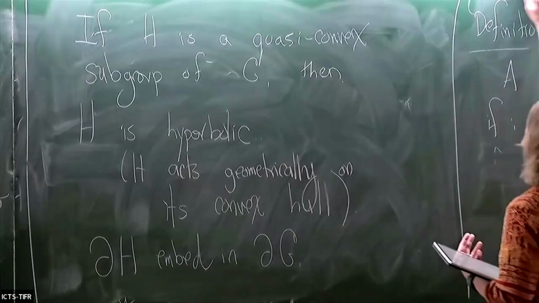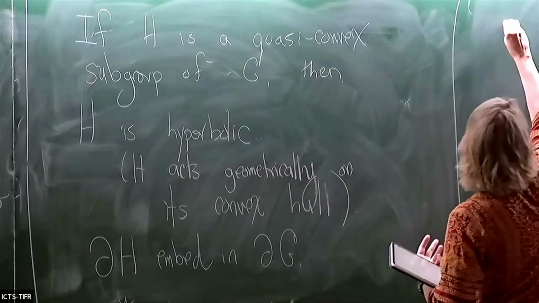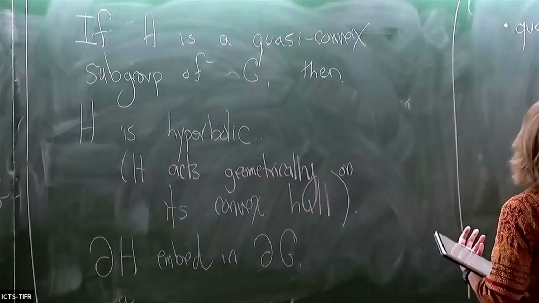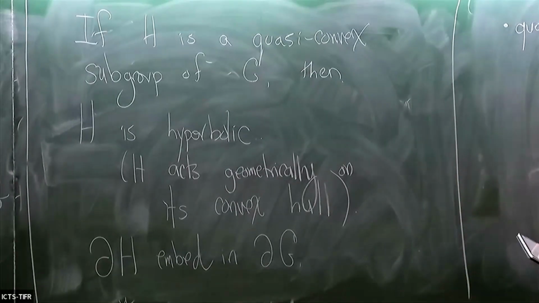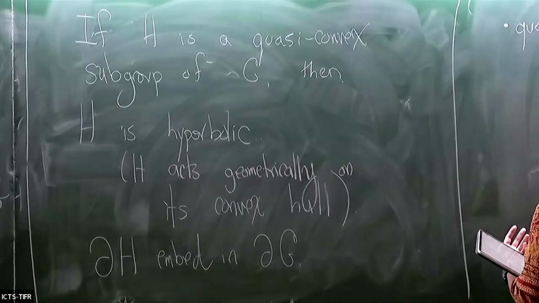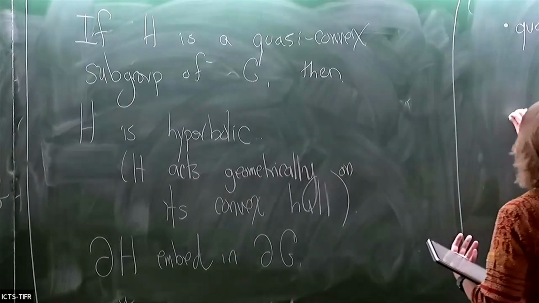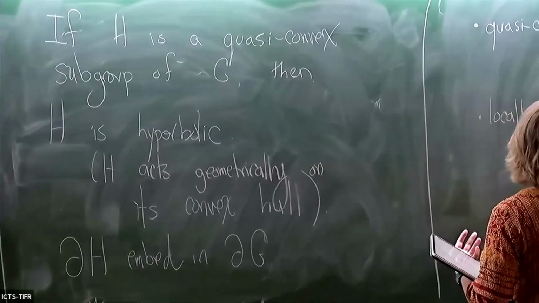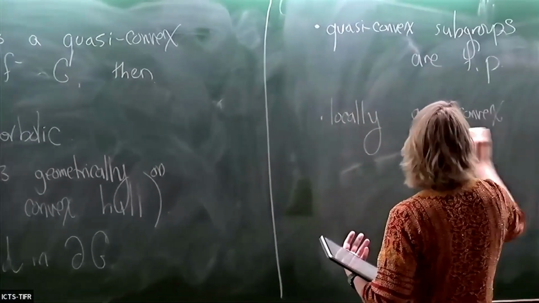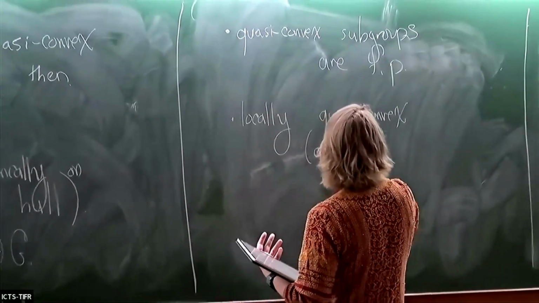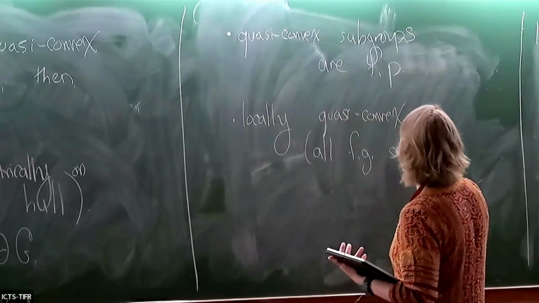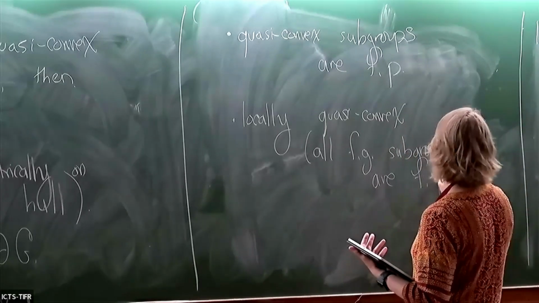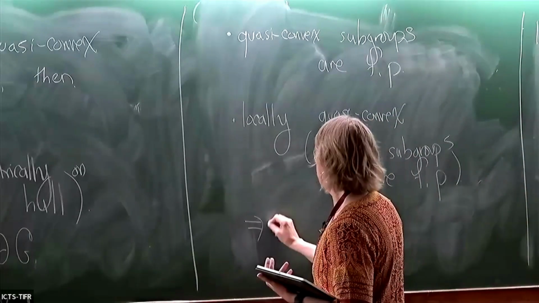Quasi-convex subgroups are finitely presented. And so we say something is locally quasi-convex. This means all finitely generated subgroups are finitely presented. So that's going to imply coherent.